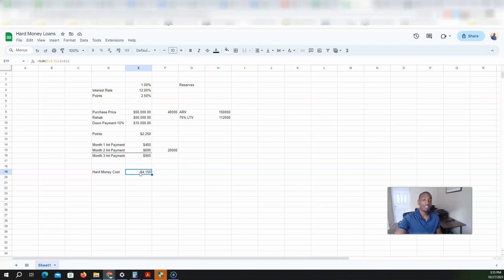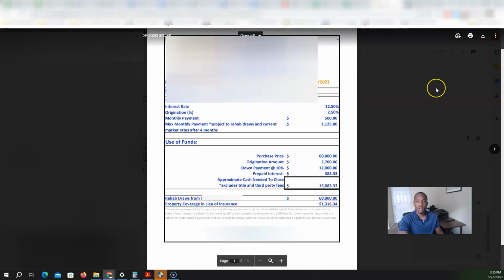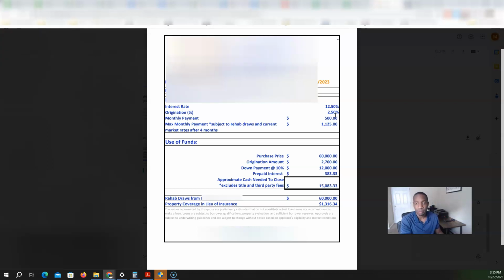And so I hope that clarified things on hard money costs. Now let's look at an actual quote from a hard money lender. So this is a hard money lender quote that I got. I blacked out the company's name and the address, but this is how it looks initially. This 12.5% interest rate, and these are their going rates right now. They're between 11 and 14, points anywhere from 2 to 5%. And then it had the monthly payment.